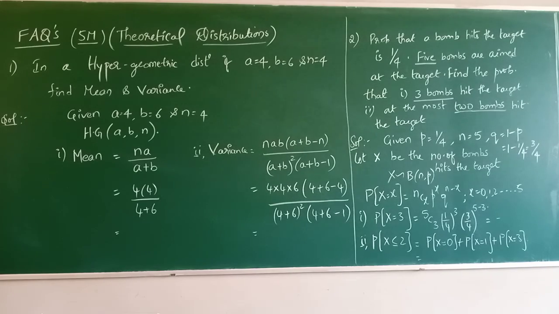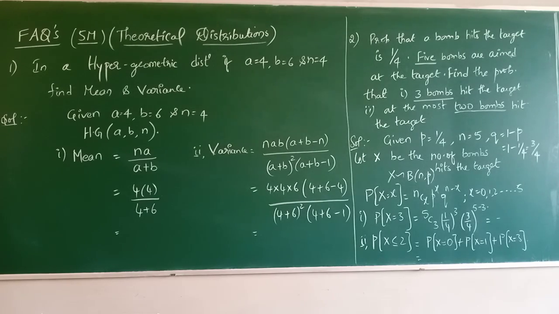3 bombs hit the target directly. P of x equals 3. Therefore, n, p, as well as q are known, and x equals 3 is asked. Substitute the n, p, q and x values in the given PMF: 5c3 (1 by 4) whole power 3, and (3 by 4), q is nothing but 1 minus 1 by 4, (3 by 4) whole power of n minus 3, that is 5 minus 3. After simplifying this, you will be getting P of x equals 3, the exact probability of 3 bombs hitting.